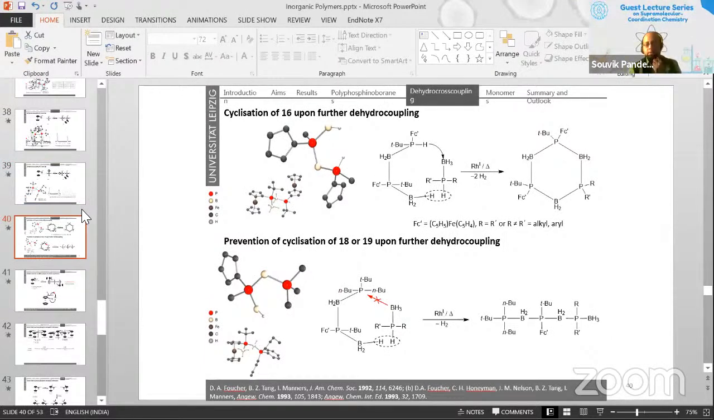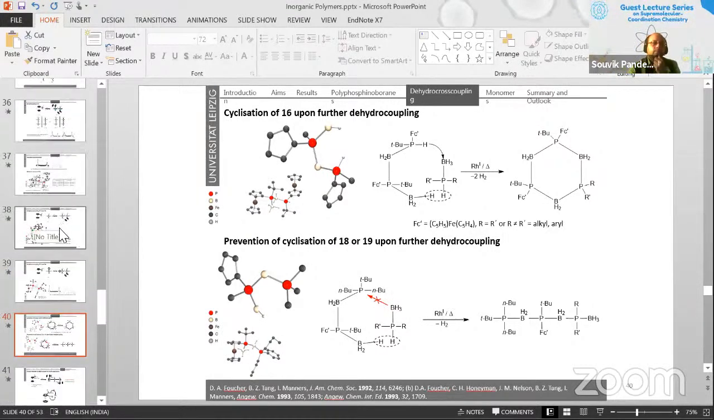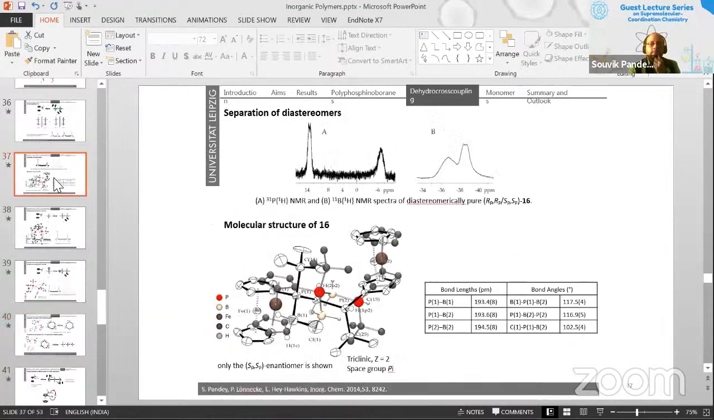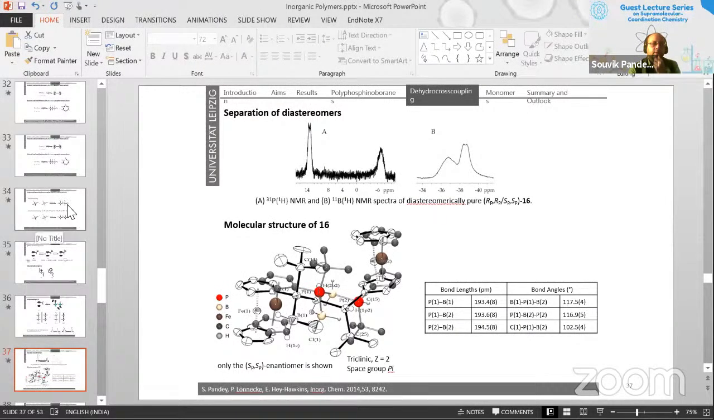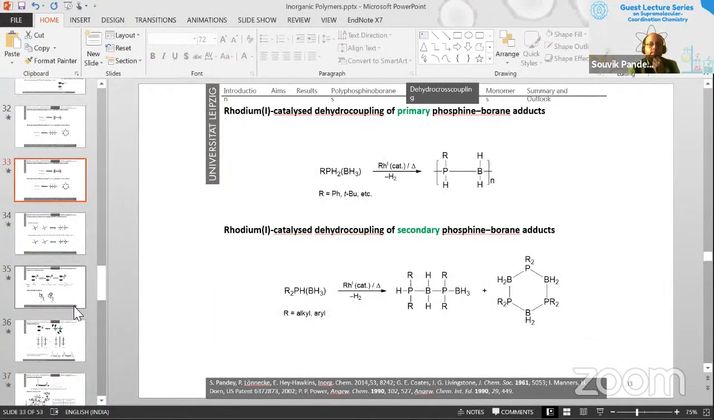Tell it again or this one? It's okay. This one? So this is a P. What is it? Maybe a cyclic product, you mean? So P, what is it? PH. You mean phenyl? No, I didn't get it. Phenyl.